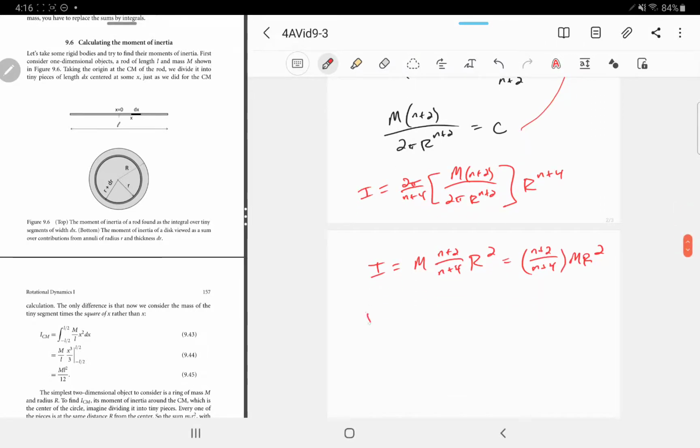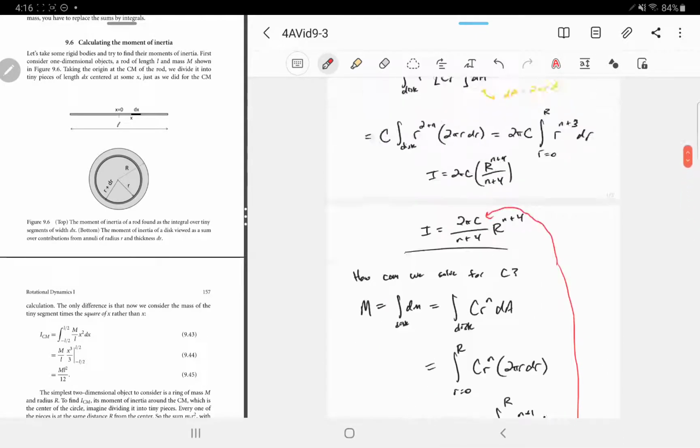And remember, we wanted to double check that when n equals 0, we should get the result from the textbook. So when n equals 0, we get I is 2/4 or 1/2 m r squared. So that's good. That's the moment of inertia of a solid disk where the mass is spread out uniformly. Okay, so that's one double check.